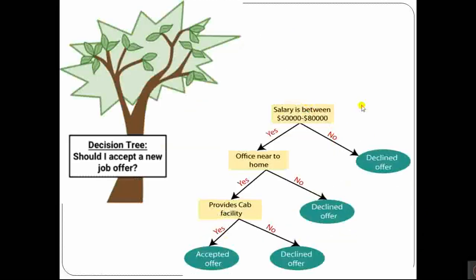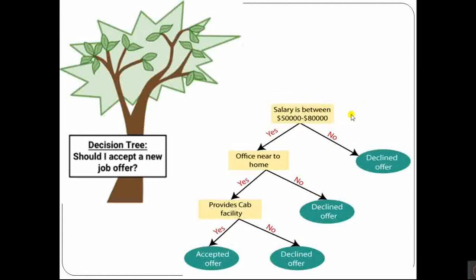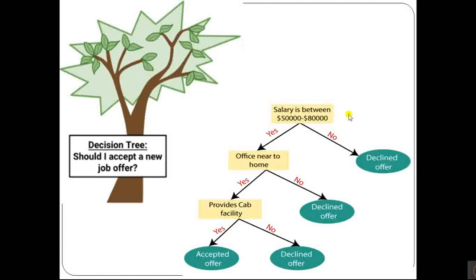Then another example: how can I accept a job offer? For example, a company offers a salary of $50,000 to $80,000. In that I can take two decisions, yes or no. If the salary is between 50,000 and 80,000, if yes, then I can check whether the office is near home. If no, I can decline the offer. That is the leaf node.